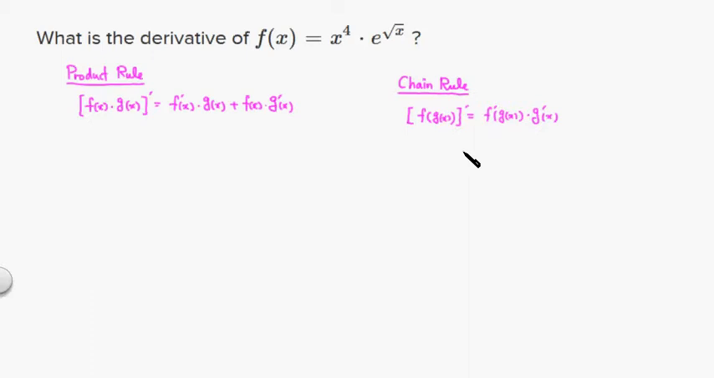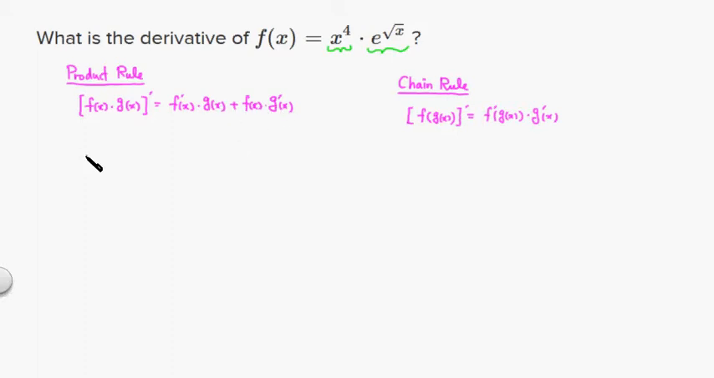Alright, so let's do that. If you look at this function, you can see that this is the product of two functions. So this is the first guy, this is the second guy. So we can apply product rule to find the derivative. It's a little confusing because the original function is called f of x, but just think of it as f being the first function and g being the second function.